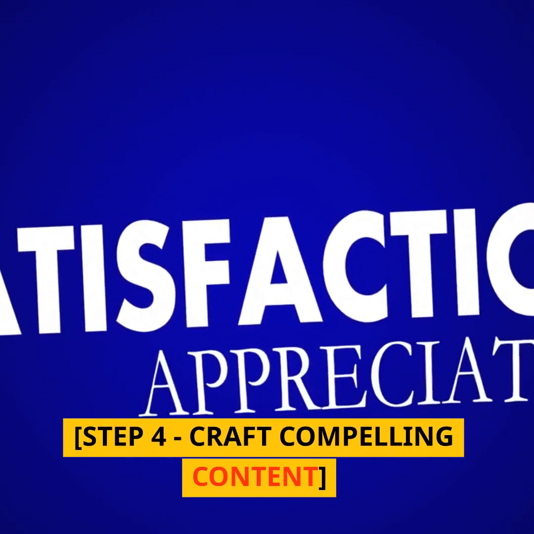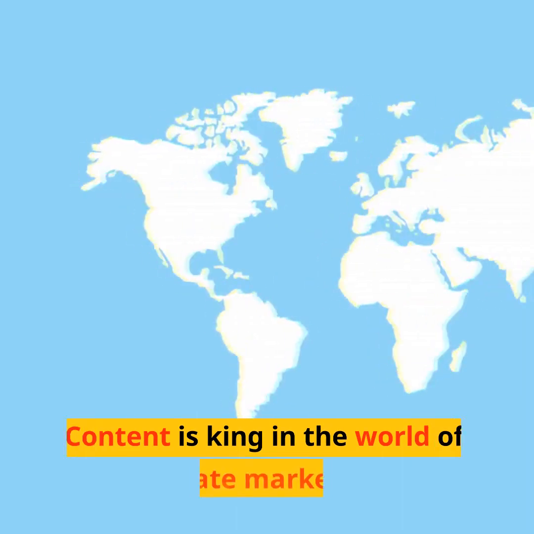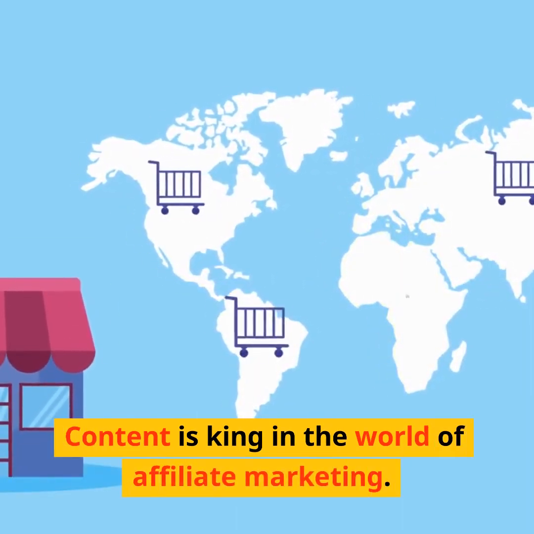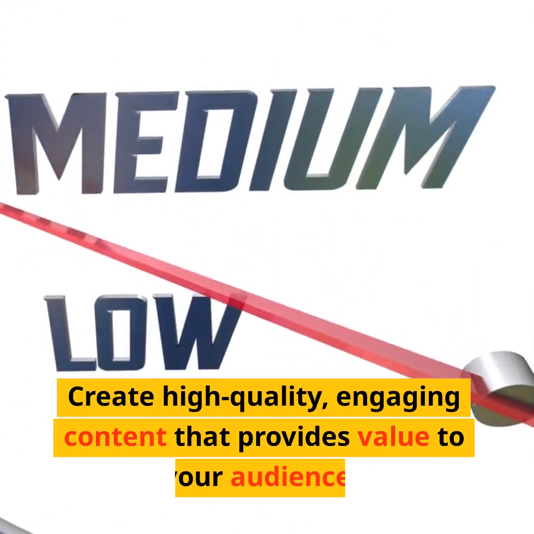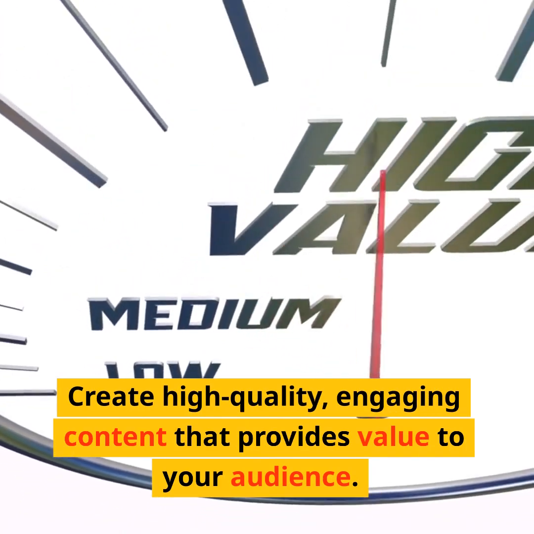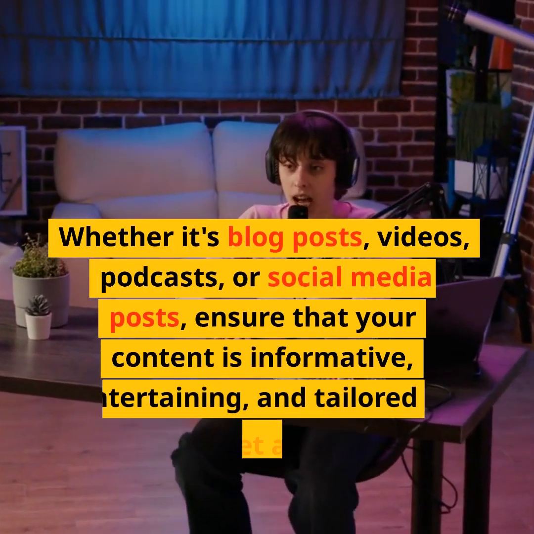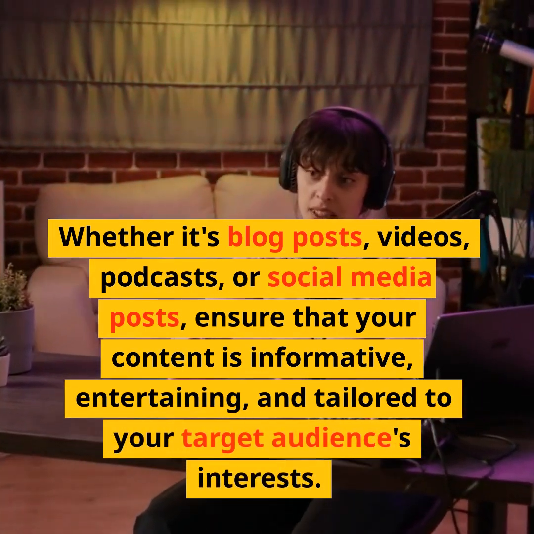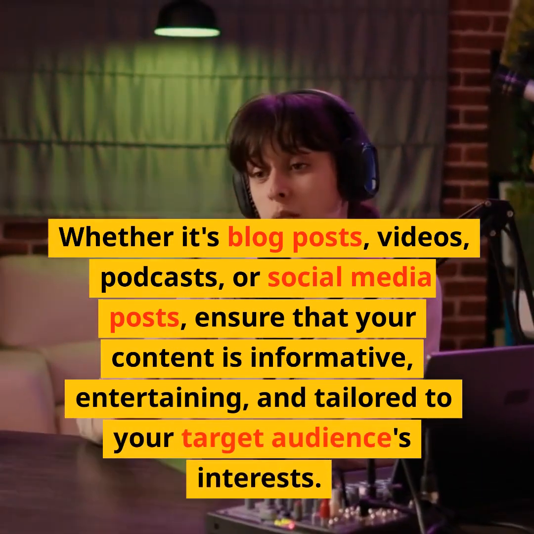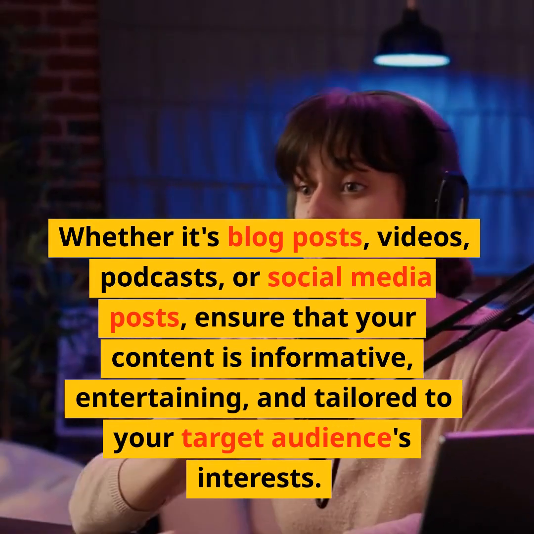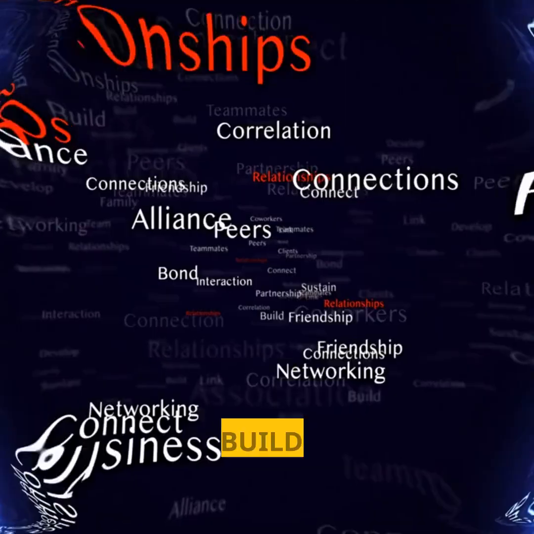Step 4. Craft compelling content. Content is king in the world of affiliate marketing. Create high-quality, engaging content that provides value to your audience. Whether it's blog posts, videos, podcasts, or social media posts, ensure that your content is informative, entertaining, and tailored to your target audience's interests.